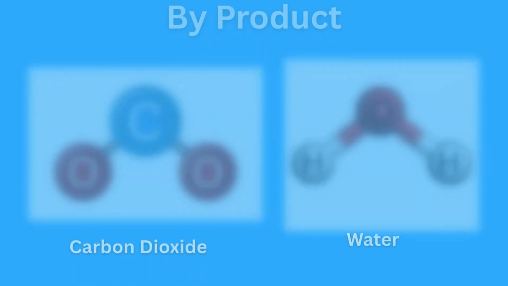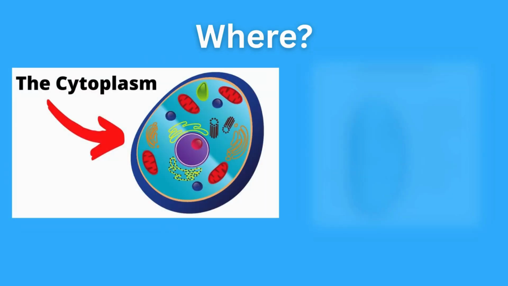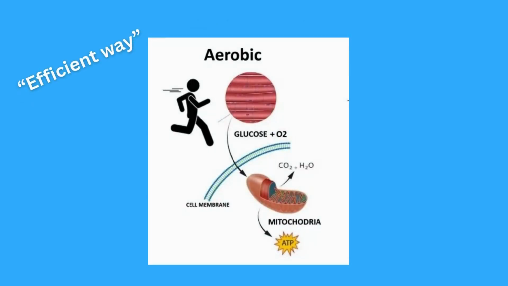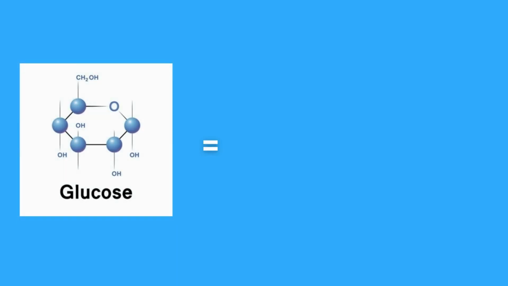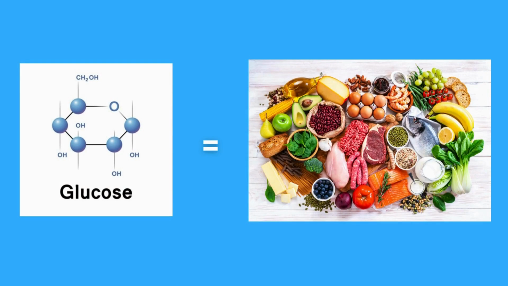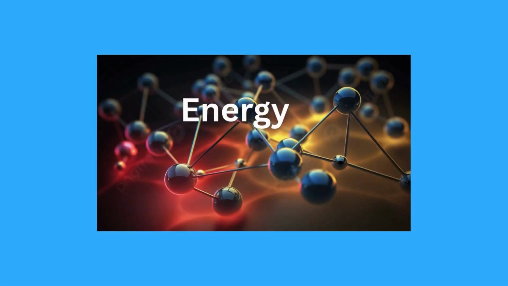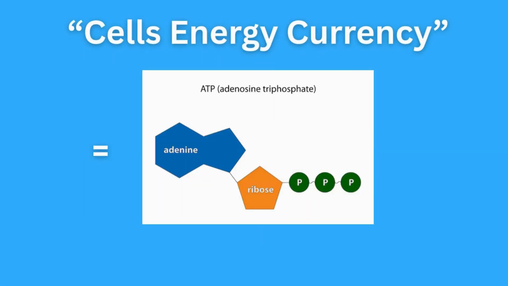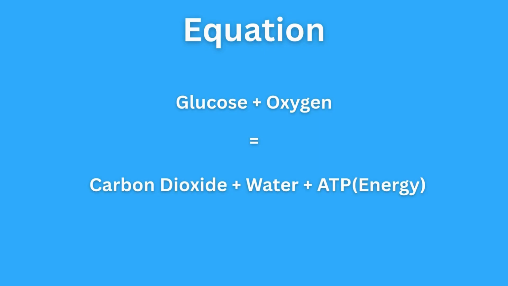This process occurs in the cytoplasm and mitochondria of eukaryotic cells and is the most efficient way for organisms to generate energy. Glucose comes from the food we eat to release energy. This energy is stored in a molecule called ATP, also known as the cell's energy currency. Glucose plus oxygen equals carbon dioxide plus water plus ATP, or the energy.